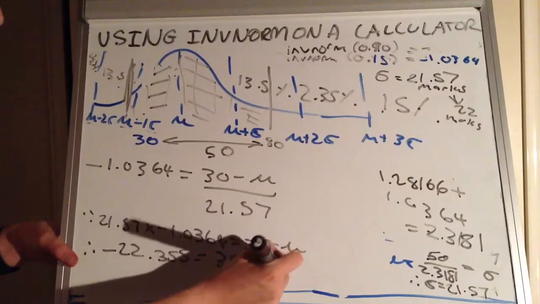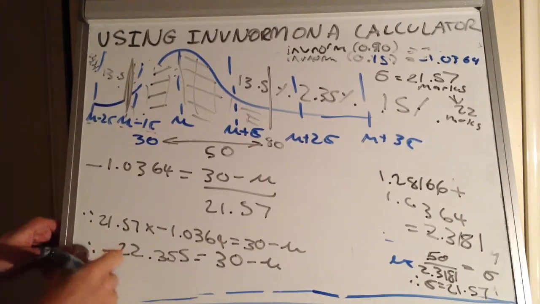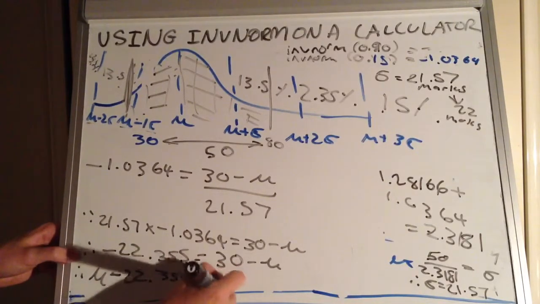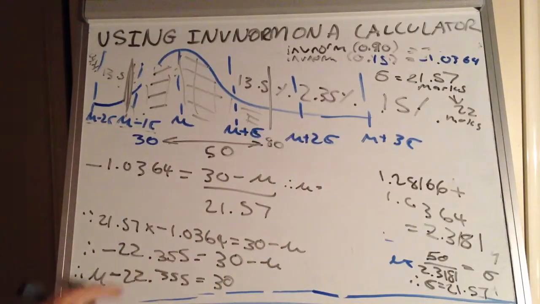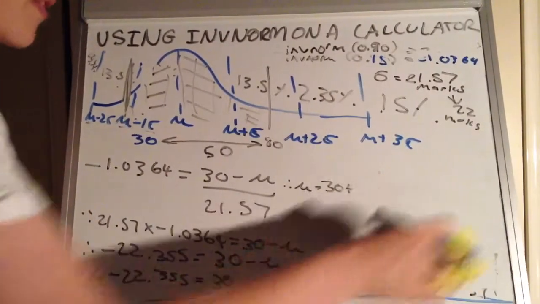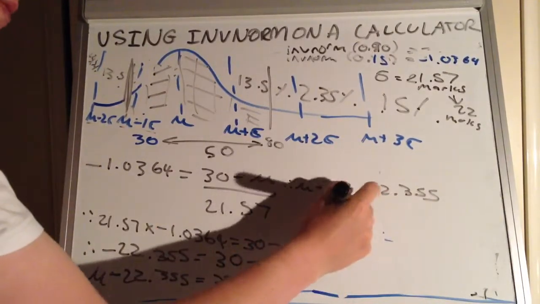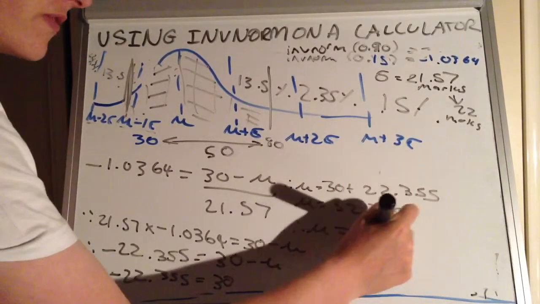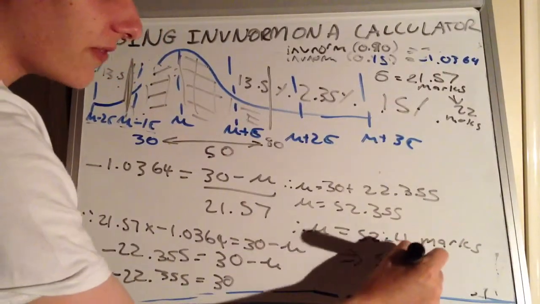Equals 30 take mu. And then in order to solve this, I'll bring mu to the other side. So positive mu, because again, it's negative there, so it's positive here. Take 22.355 equals 30, and therefore mu equals 30 plus 22.355, which of course is going to equal 52.355 as our mean. Therefore, mu is going to be equal to 52.4 marks, which in context is technically 52 marks.